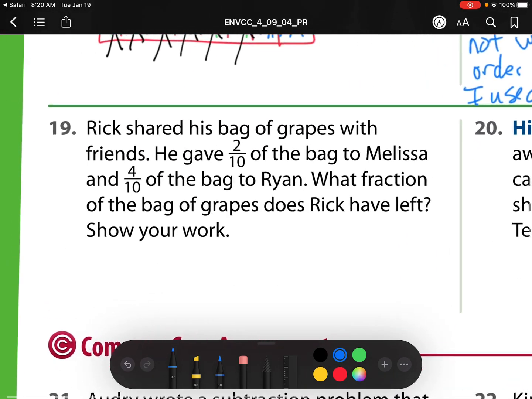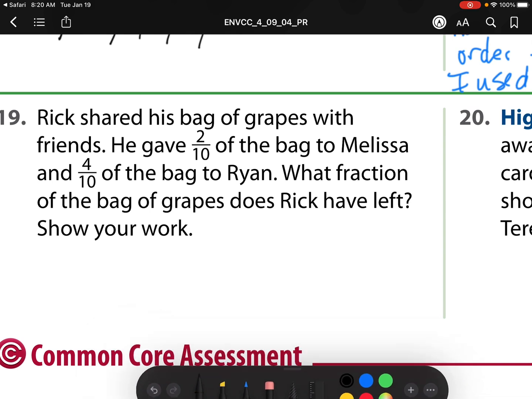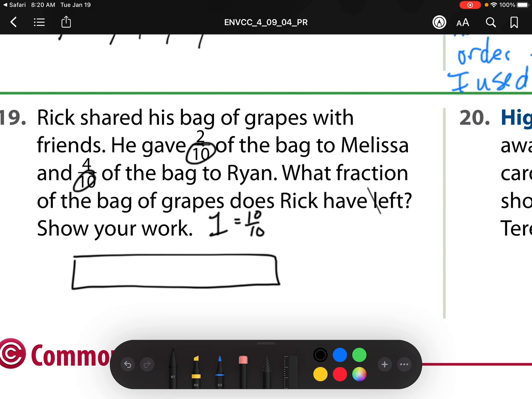Now, off to number 19. Rick shared his bag of grapes with the friends. He gave 2/10 of the bag to Melissa and 4/10 of the bag to Ryan. What fraction of the bag of grapes does Rick have left? Show your work. Well, he has a whole bag, so a whole bag is 1 whole bag, which is the same as 10/10. And we're using tenths because that's the denominator they give us. So let's start out by doing 10/10.